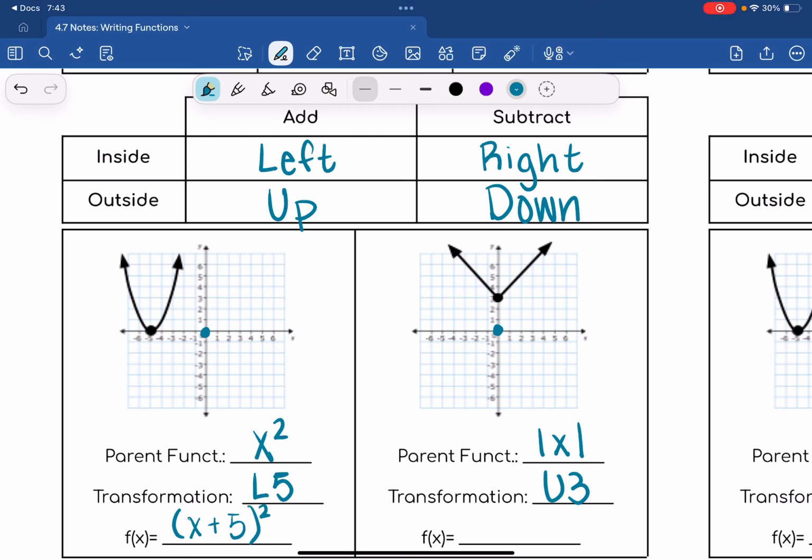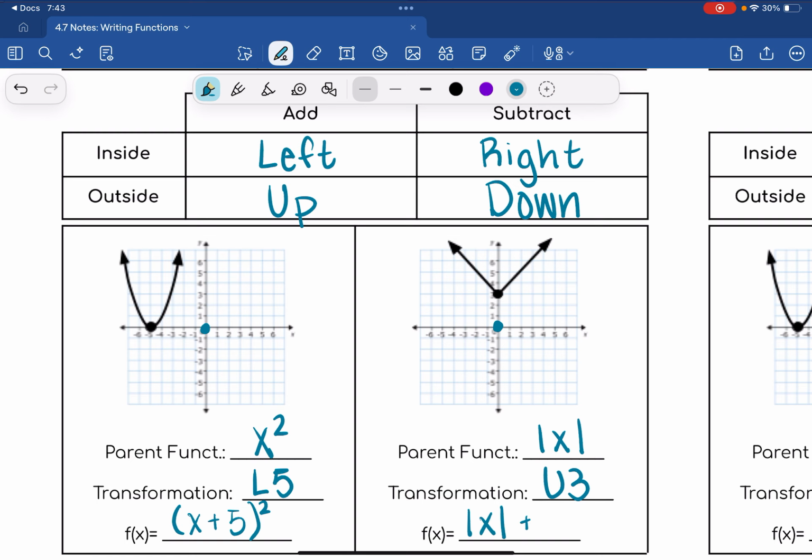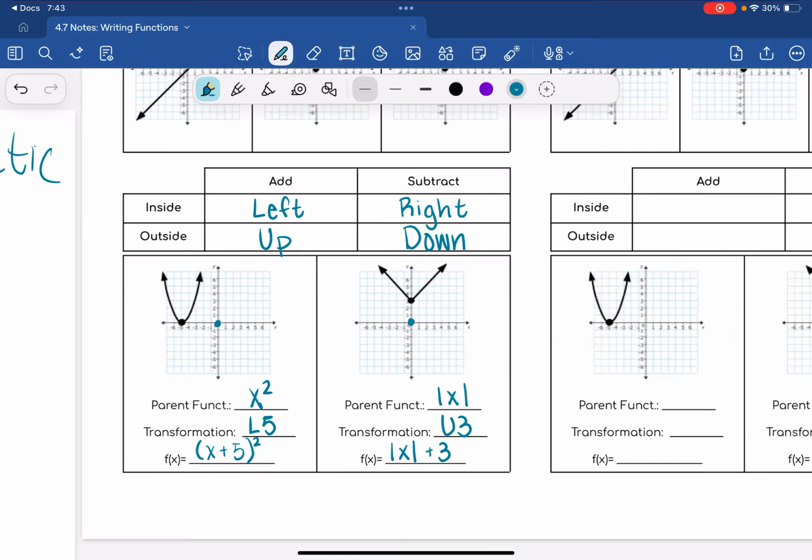So to move a graph up, we need to add outside. So our function will be f of x equals the absolute value of x. Close your absolute value signs, and then put your plus 3 after. So the first 2 that we've seen just moved left or right, or up or down. The next 2 that we have on the back of this note sheet are going to be moving left or right and up or down. So let's move to those.